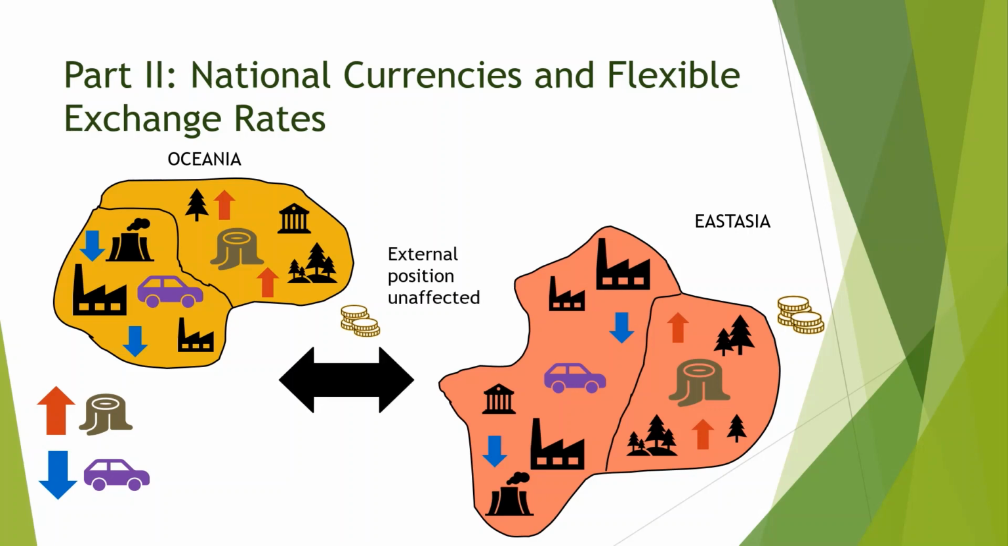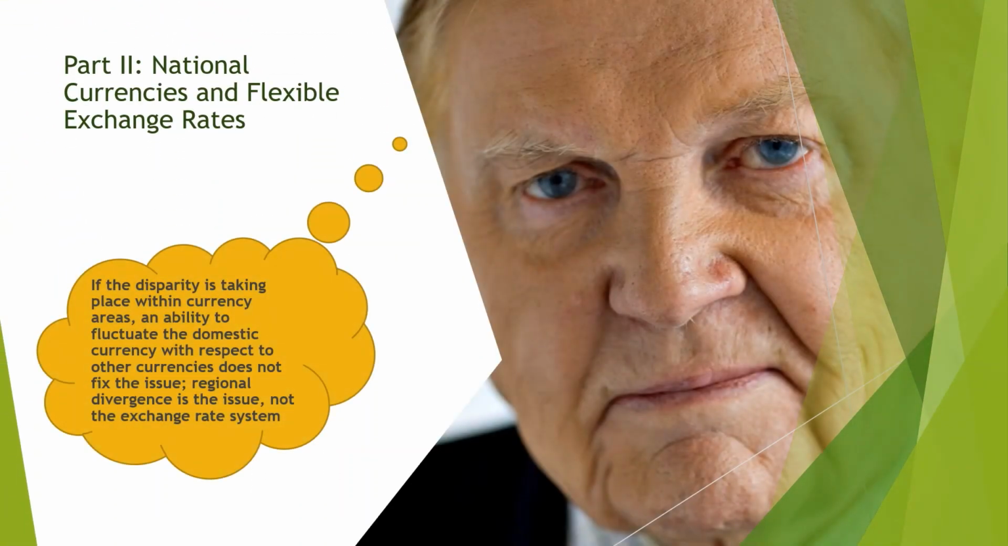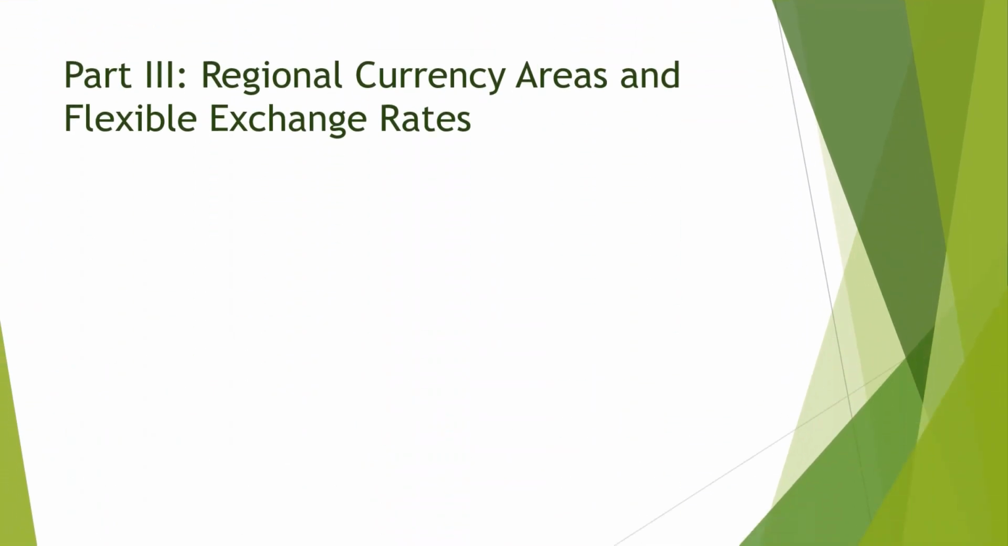But most importantly, the external position of Oceania and East Asia has remained the same. The trade imbalances are between regions rather than currency areas, and an exchange rate fluctuation will not help. Mundell's key takeaway here is that if the trade disparity is taking place within currency areas, a fluctuation on the foreign exchange market does not fix the issue.